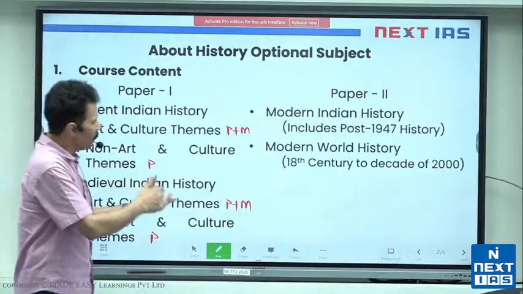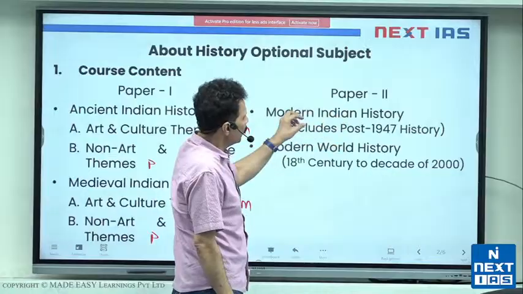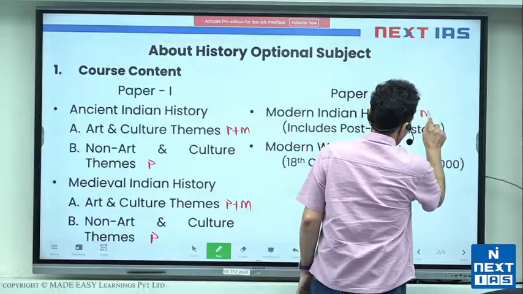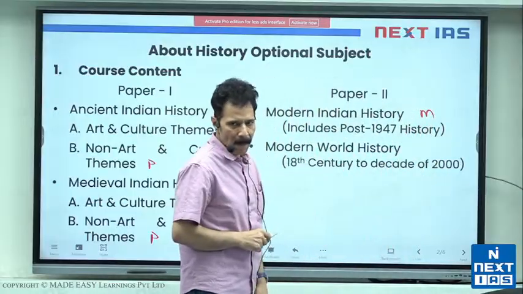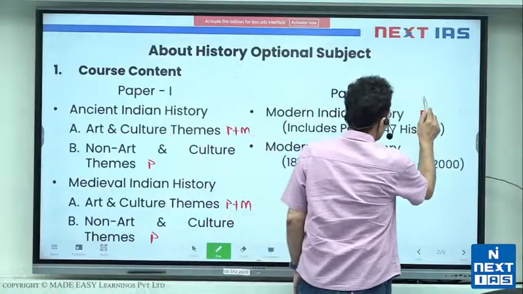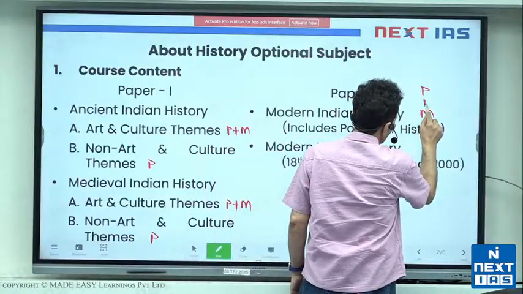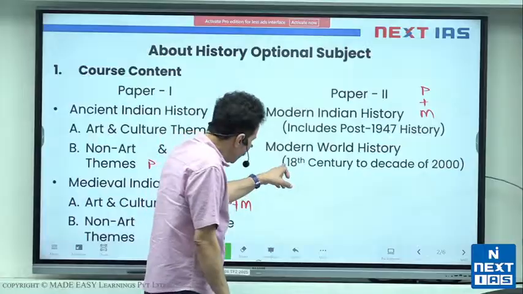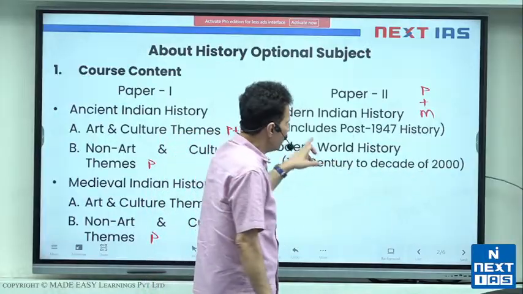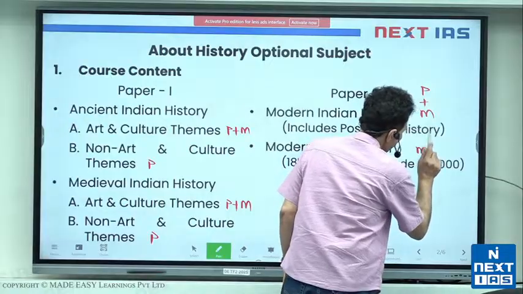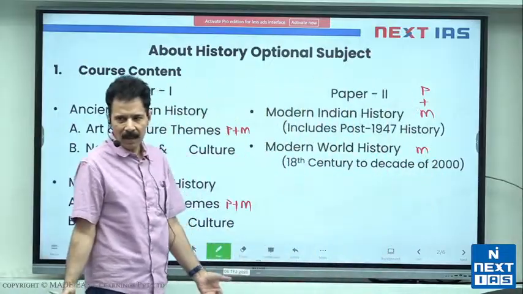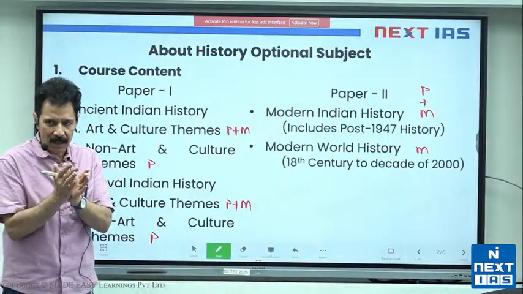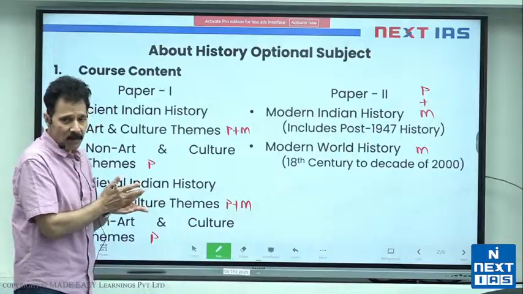Now let's move to the second paper. Modern Indian history, that includes post 1947 history. This is there in GS Main. This is there in GS Prelim. Modern world history, and this is the same, 18th century onwards. This is there in GS Main. So what is left? Nothing is left. Everything is there. In one sense, when you study GS history, you study history optional subject without knowing it.